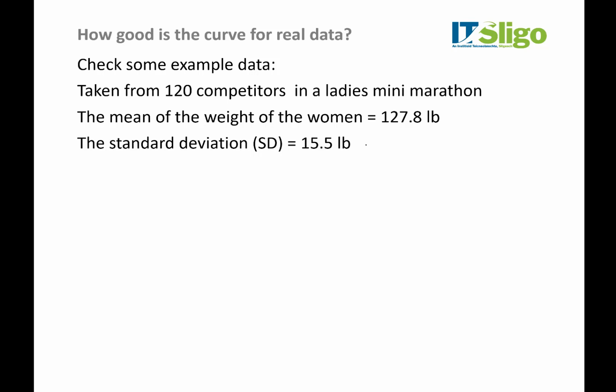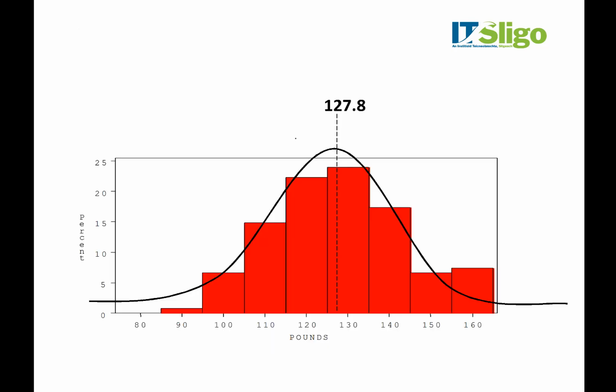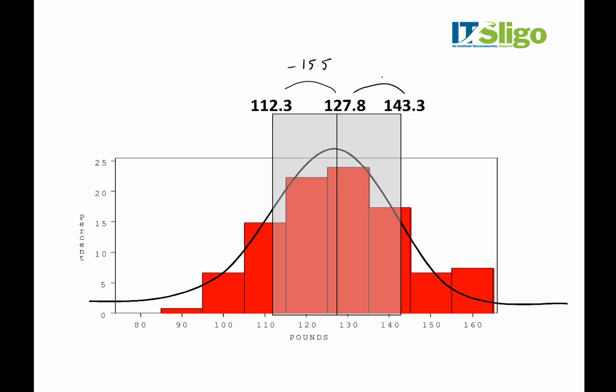Just using the examples I've looked at, we can start to make some assumptions about how many ladies would fall within 1 standard deviation, 2 standard deviations, and 3 standard deviations of this mean. So there's our mean. There's one standard deviation below; we've subtracted 15.5. And here's one standard deviation above; we've added 15.5.